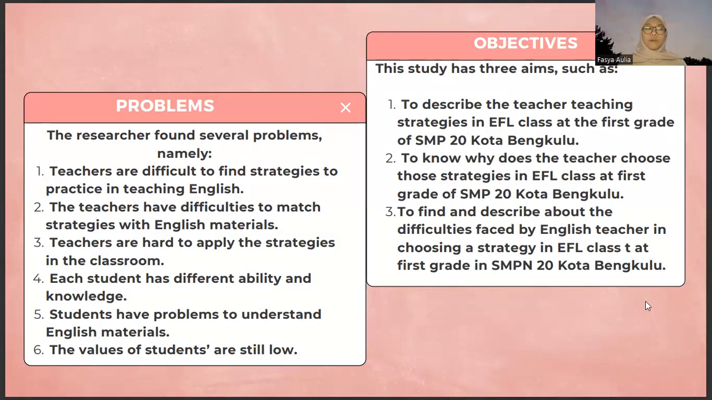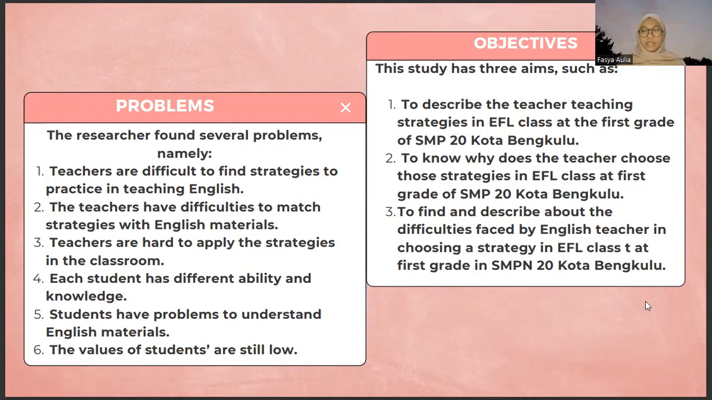The researcher found several problems, namely, first, teachers find it difficult to find strategies to practice in teaching English. Second, the teachers have difficulties to match strategies with English materials. Third, teachers find it hard to apply the strategies in the classroom. Fourth, each student has different ability and knowledge. Fifth, students have problems to understand English materials. And the last is the values of students are still low.